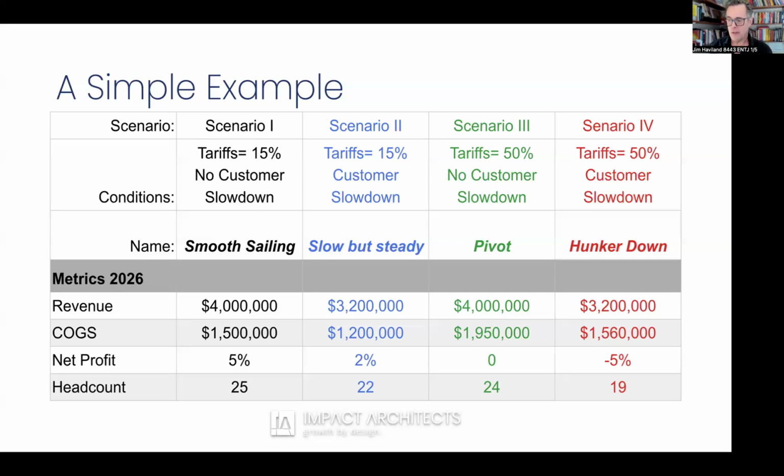I know kind of what that looks like. Now, if it goes the other direction and I end up with tariffs being high, I might still get to 4 million, but my COGS is going to go up a lot.